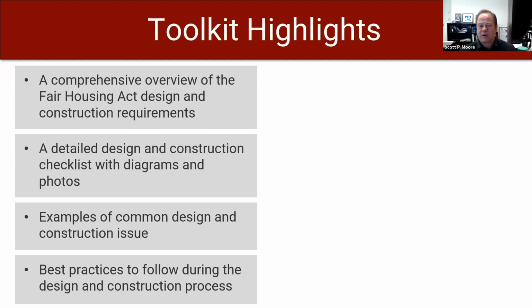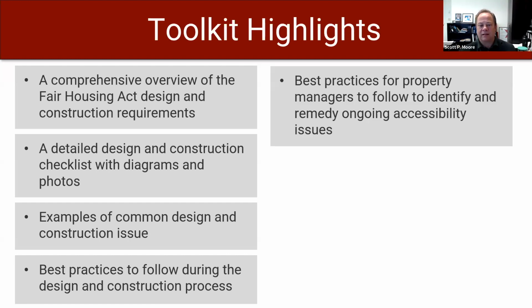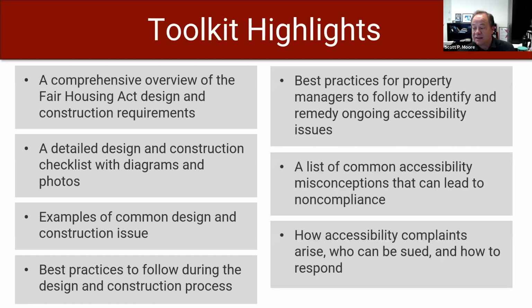We talk about the best practices. How do we get the entire team involved? Best practices for property managers to make sure we're looking for and remedying ongoing accessibility issues. The most common misconceptions. I've never met someone that didn't want to comply with the law when it comes to accessibility. I've met a lot of people with misconceptions. Oh, I thought that was the ADA that made that. No, it's the Fair Housing Act. And let me explain why it's different.